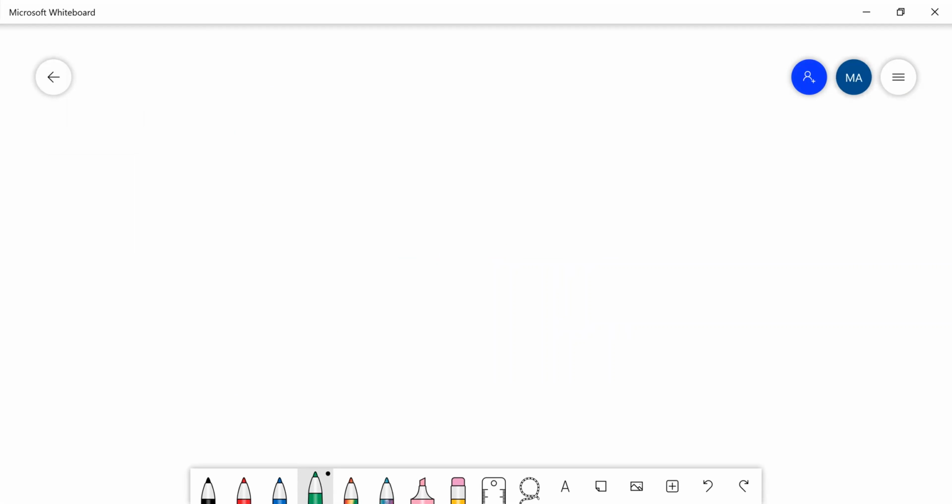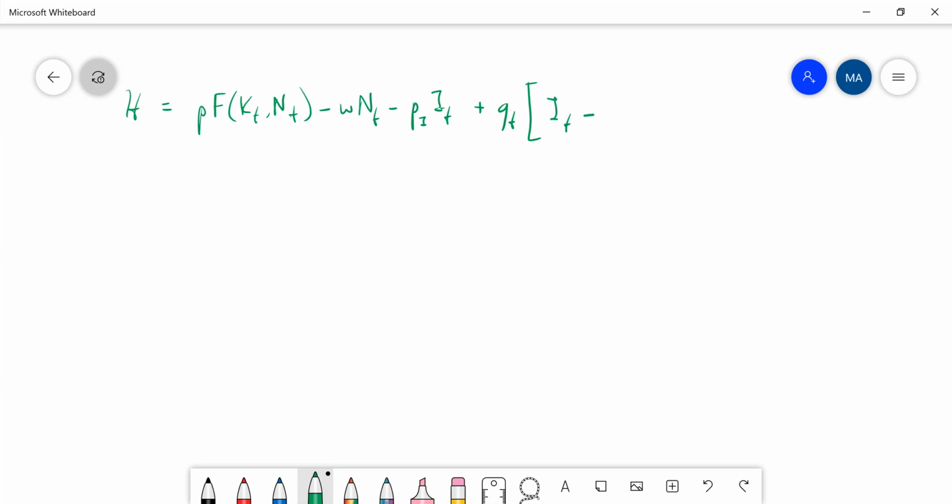Right, so I will have the profit here. Profit here is basically W N_t minus P_I I_t, right? And then I have the current value shadow price. Then I will have the accumulation equation, the transition function, right? So here, what are my control variables? What are the control variables here? Investment. Okay.